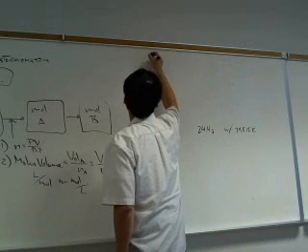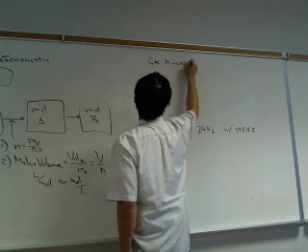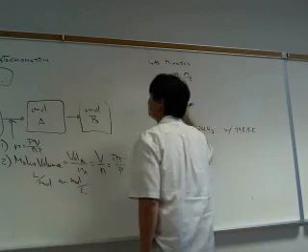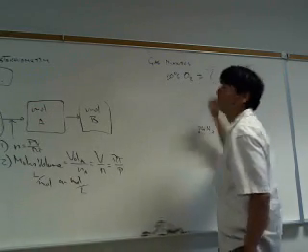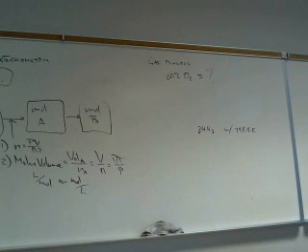So gas mixtures. 20% O2 means what? 80% something else. But what does 20% O2 tell you? Let's say if I had 100 grams of air, that means I have 20 grams of oxygen, 80 grams of nitrogen. By mass?